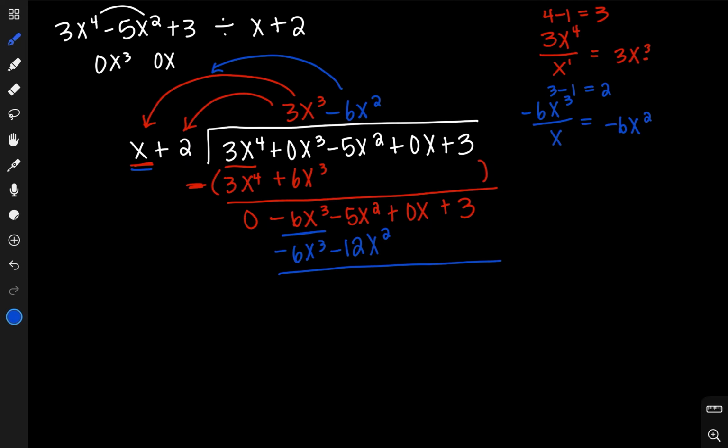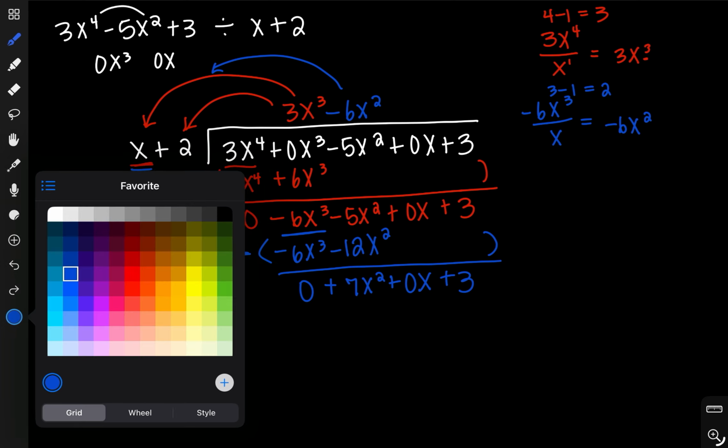What we're going to do is subtract again. So negative 6 minus negative 6 is negative 6 plus 6, so it's going to be 0. And then negative 5 plus 12 is going to be 7x squared. And 0 minus 0 is just 0. 3 minus 0 is just 3. We have x squared over here, and we have x up there, so it still doesn't match. We're going to do it again.